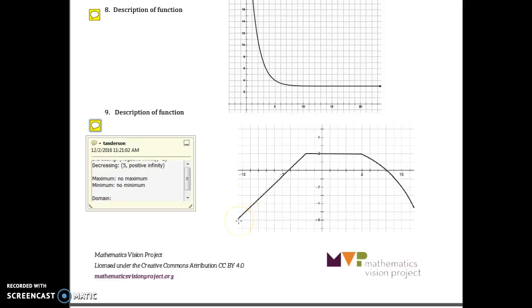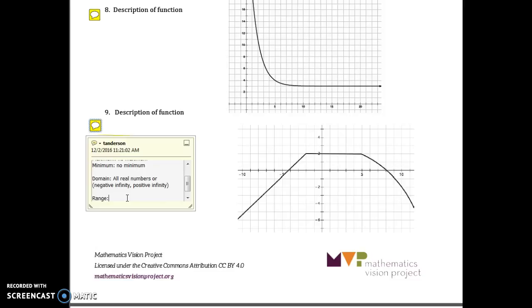Domain. Domain is your set of input values. So we're going to look left to right. We're going to look for the leftmost point, then the rightmost point. We know that this thing continues in both directions, left and right. So your domain is all real numbers. Or if you want to write it in interval notation, negative infinity to positive infinity.